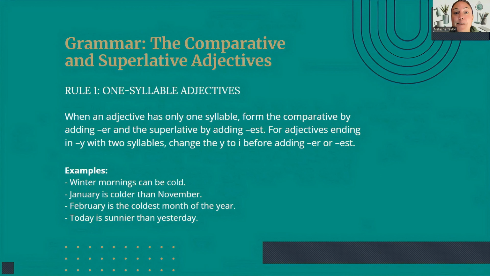Let's go over some grammar: the comparative and superlative adjectives. Rule one is one-syllable adjectives. When an adjective has only one syllable, form the comparative by adding -er and the superlative by adding -est. For adjectives ending in y with two syllables, change the y to i and add -er or -est. Here are some examples of that. Winter mornings can be cold, or January is colder than November. February is the coldest month of the year. Today is sunnier than yesterday.